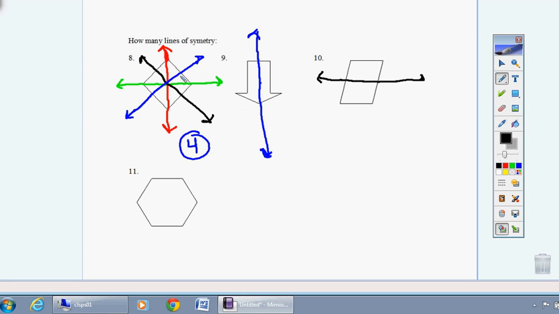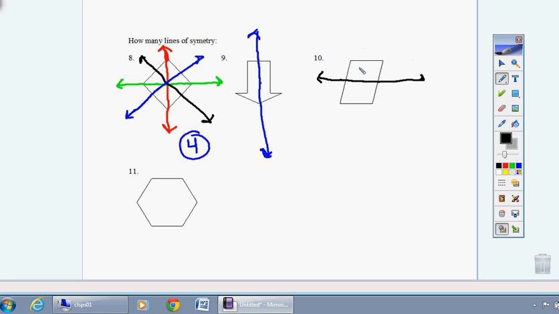If we go back to the square, and if I just look at this blue line, if I reflect this half of the shape over the blue arrow, it's going to land on this half. Same thing with the red arrow. If I reflect this half of the shape over the red arrow, it's going to end up on top of this shape.